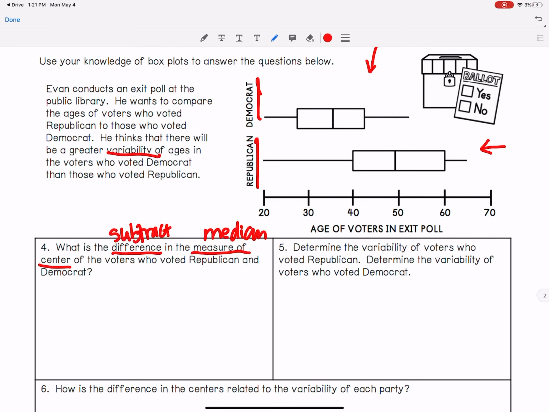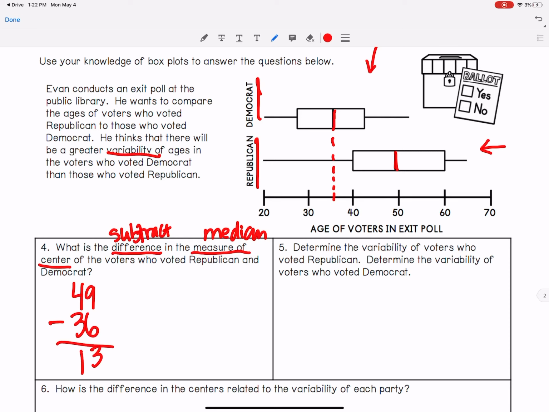So our median right here, ooh, this one's kind of close. It looks like it could be 49. So Republican median, I'm going to say is 49. Democrat median, I'm going to say is probably 35. Looking down here. Oh, maybe 36. I'm going to say 36. And we just subtract them. And I got 13. So the difference in measure of center of the voters who voted Republican and Democrat is 13. And I think that's going to be years.